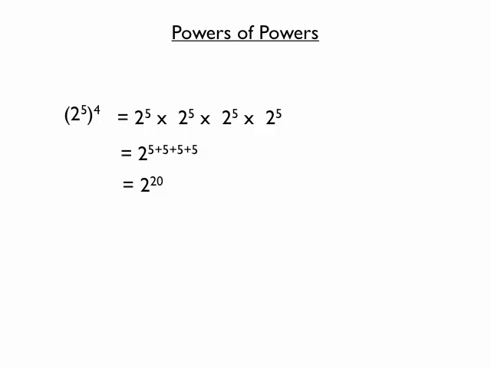Here we see that the rule for powers of powers is that we multiply the exponents, 5 times 4, to make the answer exponent of 20.